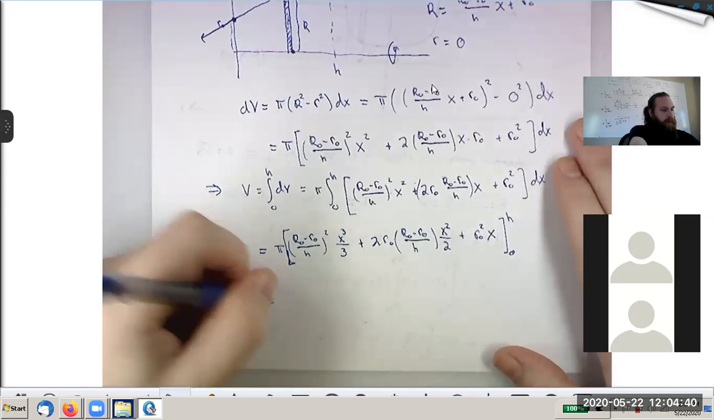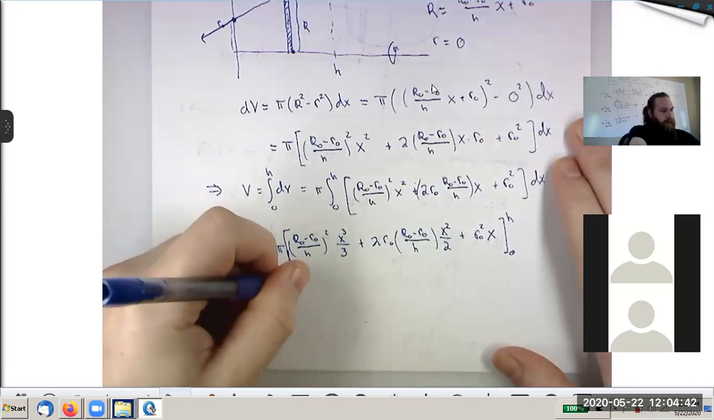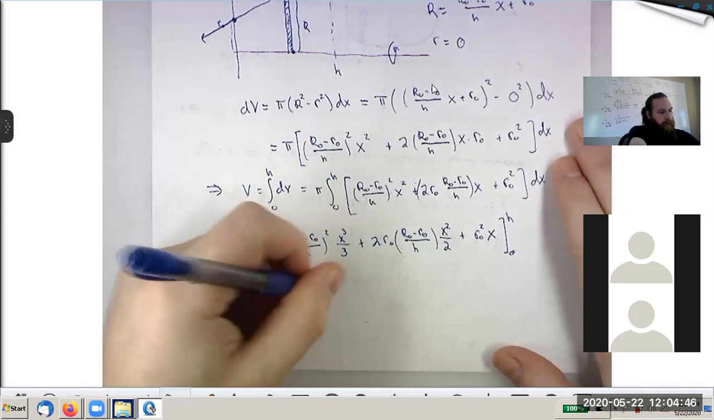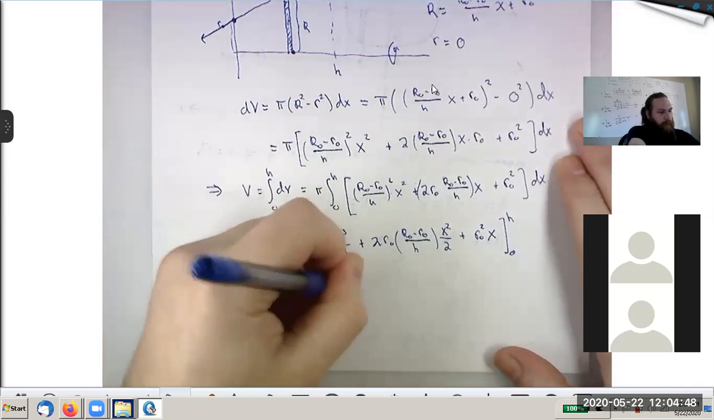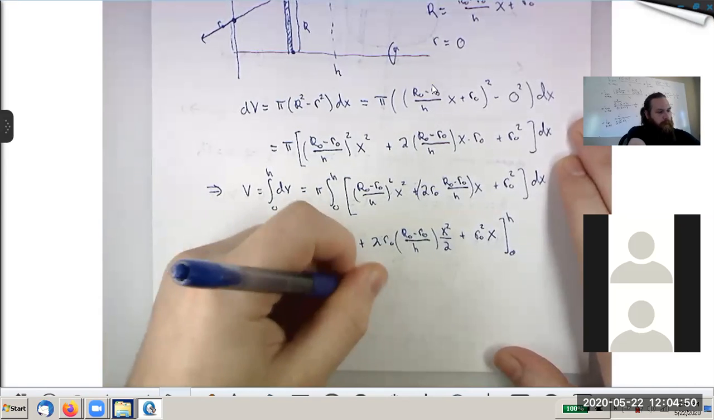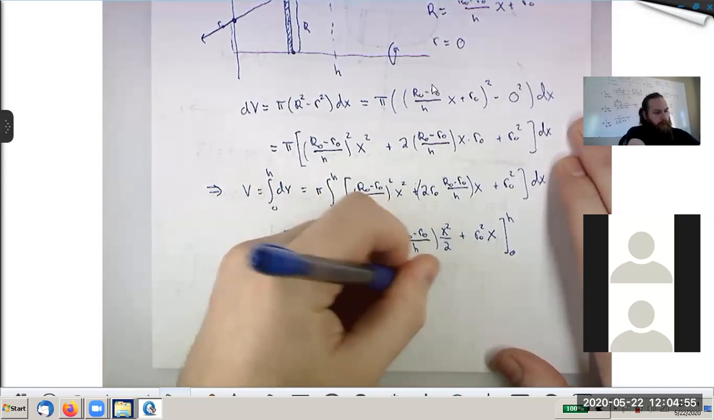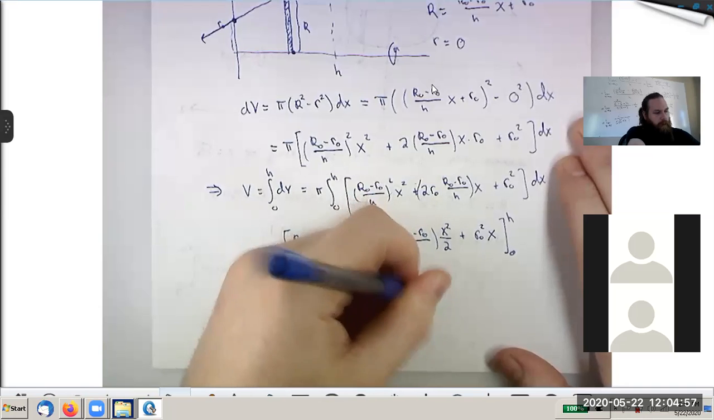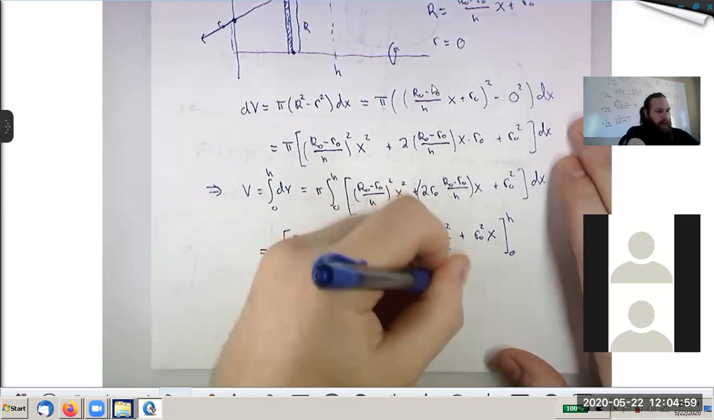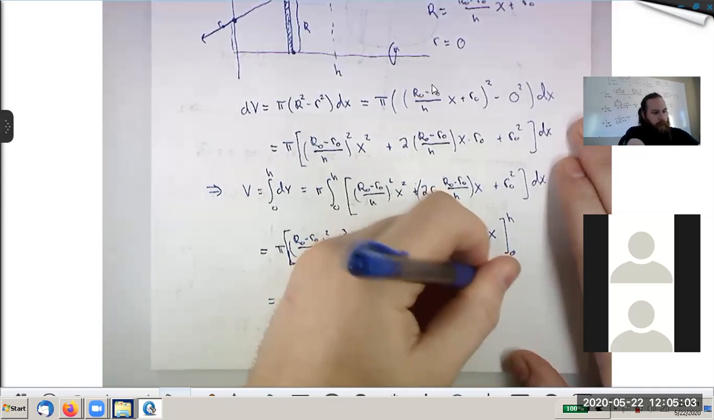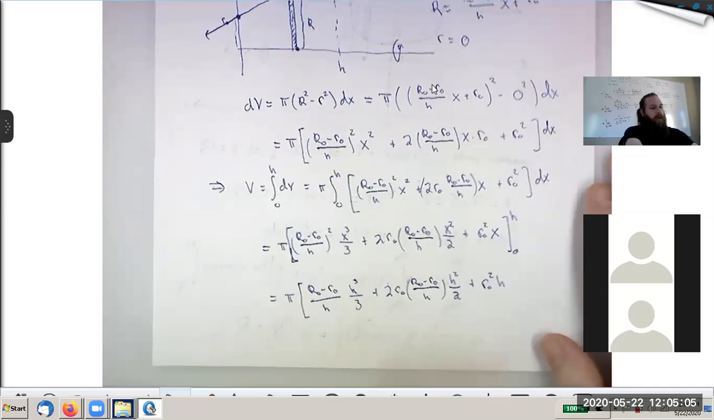So what we're going to get out here at the end of the day is pi times big R0 minus little r0 over h times h cubed over 3 plus 2 little r0 times big R0 minus little r0 over h times h squared over 2 plus r0 squared times little r0 squared times h.